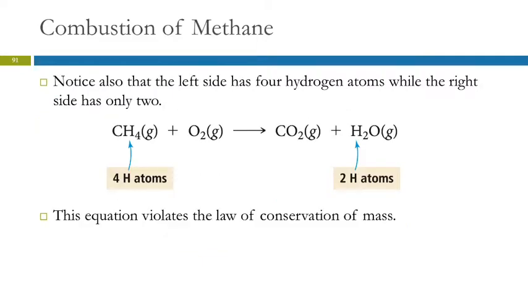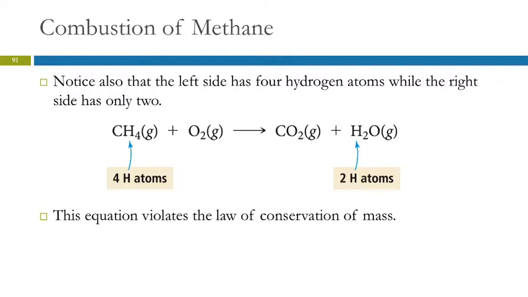Another problem is with the hydrogens. So on the reactant side, there are 4 hydrogen atoms here, and on the product side, there are only 2. So a creative person might say, well, maybe those 2 missing hydrogen atoms turned into an oxygen atom. That would make everything good. Well, that's a nice idea, but it doesn't happen because the atoms do not change their identity. Okay? So the equation as it's written here is going to violate the law of conservation of mass.